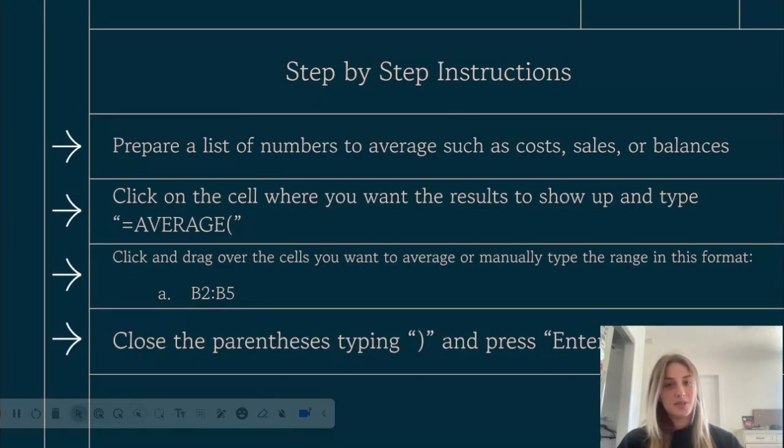There are 4 simple steps to using the average function in Excel. You would first start by preparing a list of numbers to average, such as costs, sales, or balances. You would then click on the cell where you want the results to show up, and you would type equals average, and you would start your parentheses. You would then click and drag over the cells you want to average or manually type the range in this format below, and then you would close the parentheses and hit enter.